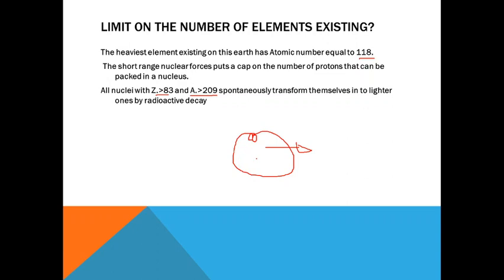So that's why in nature you don't have elements with atomic numbers more than 118, and most of them are unstable because with such a large number of protons packed in the nucleus, the Coulombian repulsion is very difficult to be overcome by the short range nuclear forces. That is what it says, that all elements with Z greater than 83, understand this, and A greater than 209, they spontaneously transform themselves into daughters by radioactivity. They are unstable. Any element whose Z is greater than 83 and A greater than 209 is not a stable candidate.